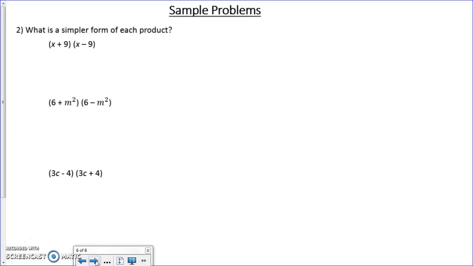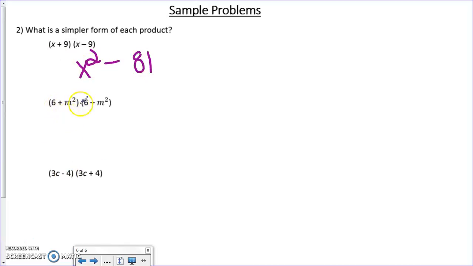Let's do some product of a sum and difference. So what is the simpler form of each product? So in each product you see the same terms in each parenthesis, and one has a plus and one has a minus. So all you have to do is square the first term. So x squared is x squared minus, and square the last term. 9 times 9 is 81. That one's easy.